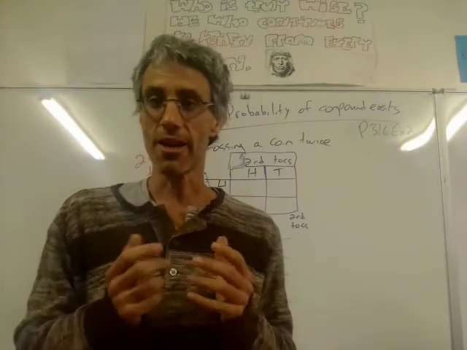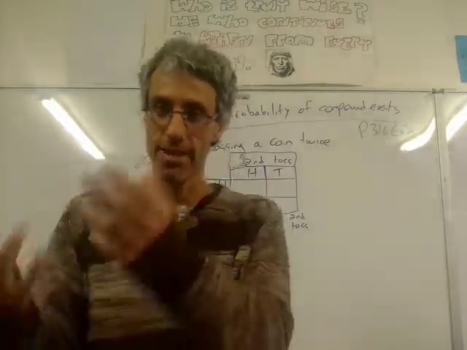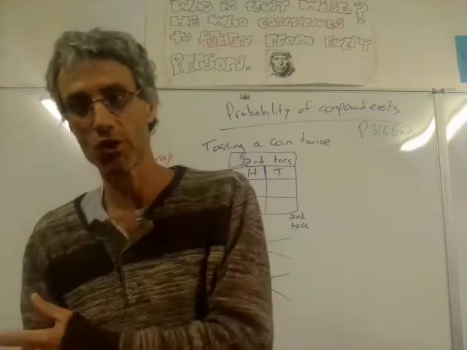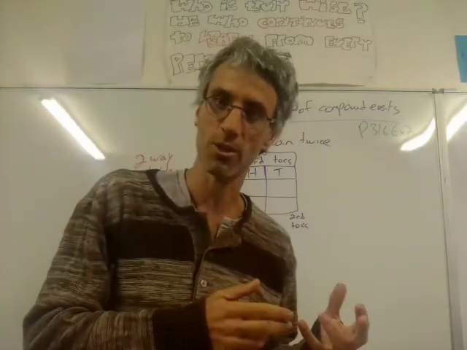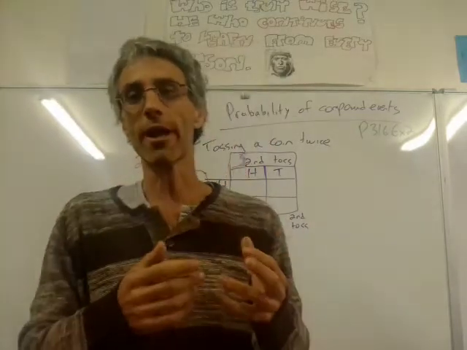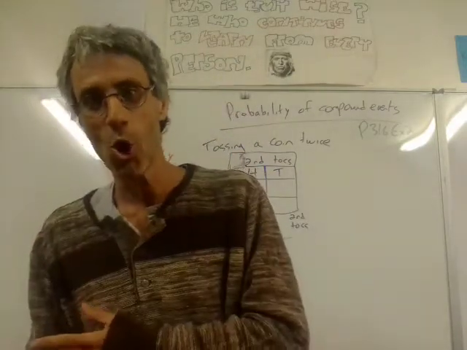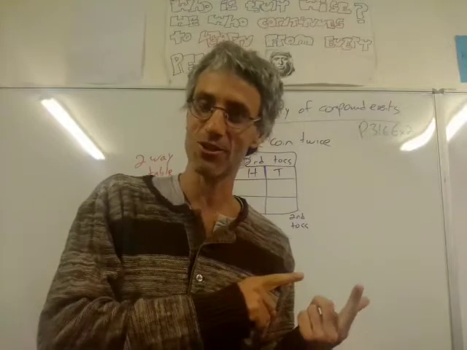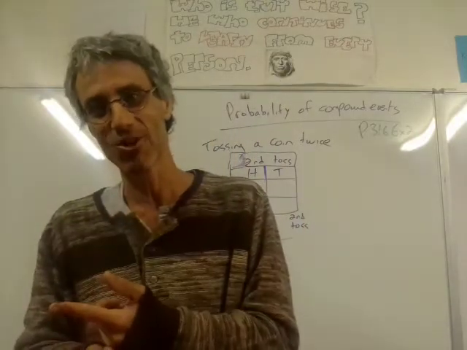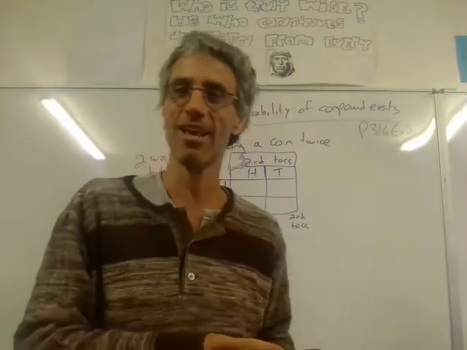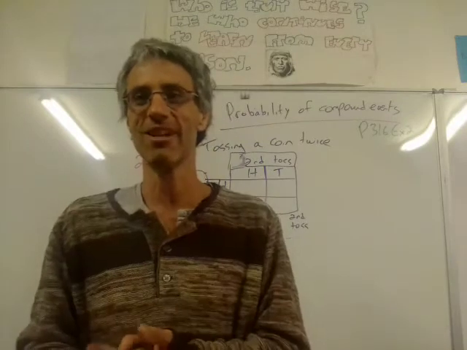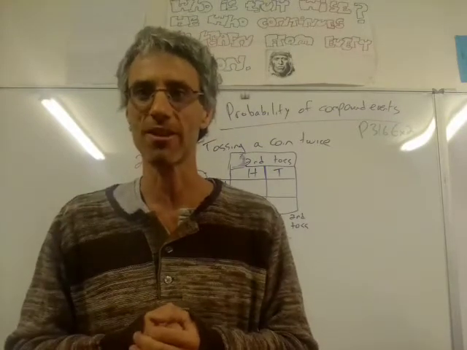Then either I get heads and heads: first toss I got a head, then in the second one I got a head again. Or I can get a head in the first one and a tail in the second one. Or a tail in the first toss and a head in the second toss. Or a tail in the first and a tail in the second. So that's what we call a compound event.